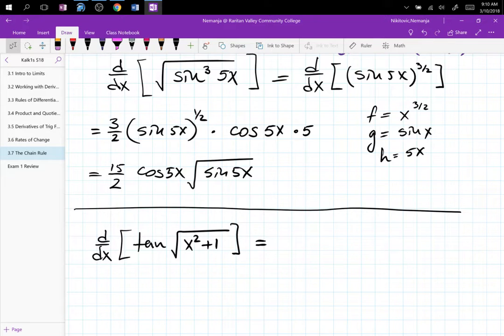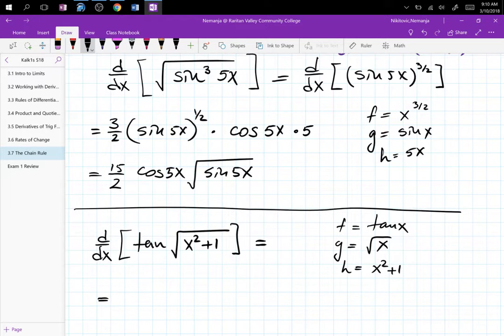Okay, let's take a look. What is the number of functions that we have? 3. What's the outer layer? Tangent x, very good. How about one inside? Root x, very good. And how about the one all the way? Very good. So I better have 3 parts in the derivative.